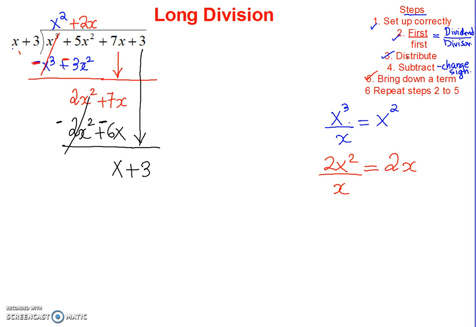Now repeat the process again from step 2 to 5. So here the first is x, and the first over here is also x, so you get positive 1, so you put plus 1 here. Distribute. 1 times x is x. 1 times 3 is 3. After you distribute, you subtract. So positive x becomes negative. Positive 3 becomes negative. And positive and negative will cancel. They're both going to cancel, and you get 0. And you don't have any more terms to bring down. So the remainder is 0 here.